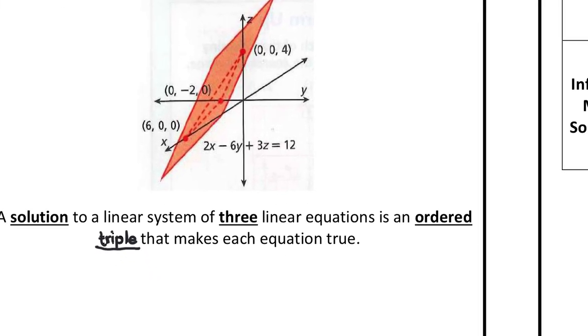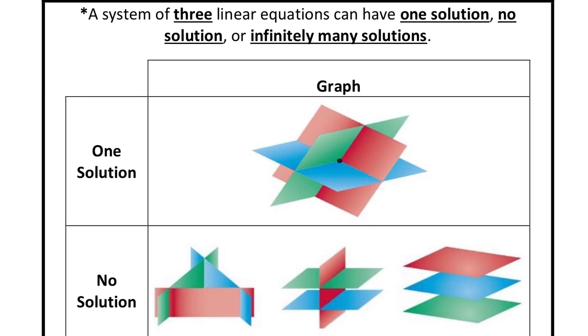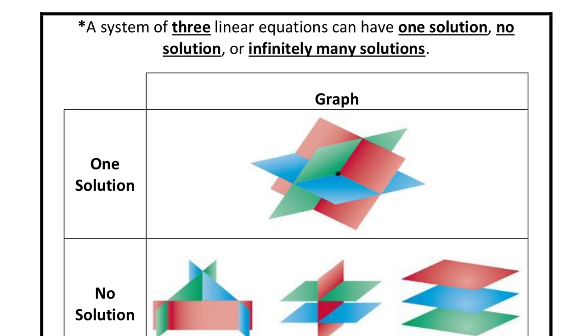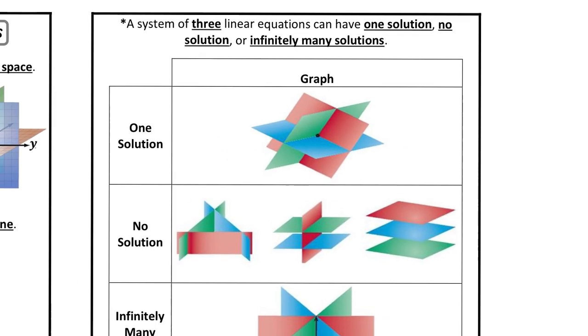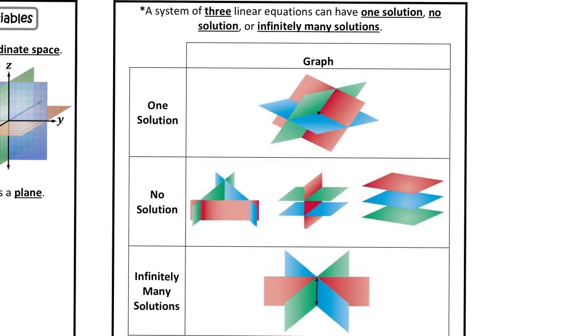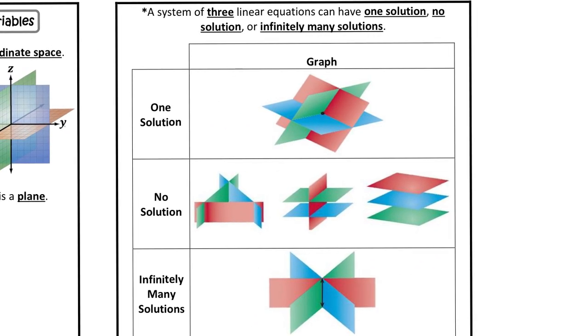Then we're going to slide over to this page. Let me make sure it's centered. Okay. All right, the next thing we get to talk about is, you know what, let me zoom out so we can see the whole thing. Yeah, that's good enough. So we have a system of three linear equations can have one solution, no solution, or infinitely many solutions.